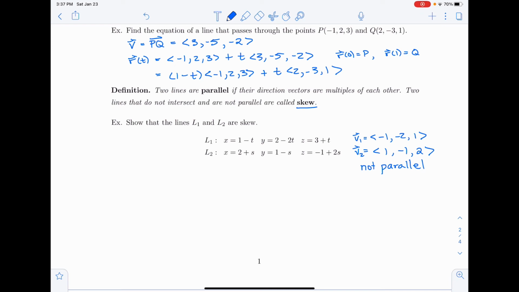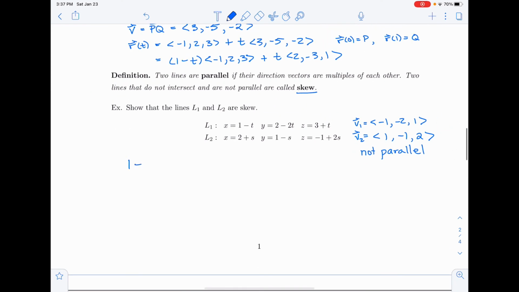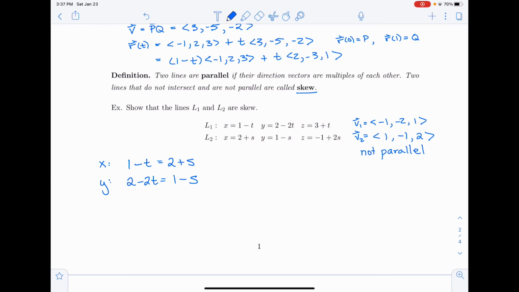So what I'm going to do is I'm going to look at the x equation, which is that 1 minus t would have to equal 2 plus s to have the 2 lines intersect. And then I would have to have that 2 minus 2t would have to equal 1 minus s. So these are the x equations and the y equations. So I would have to have at least those 2 equal, and then I would also have to have the z equations equal to each other, which I'll look at in a moment.